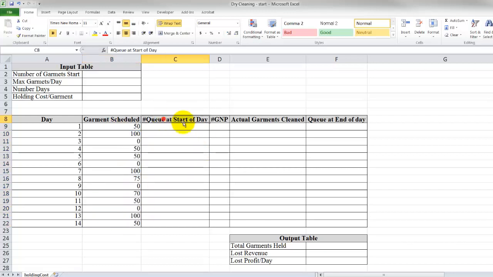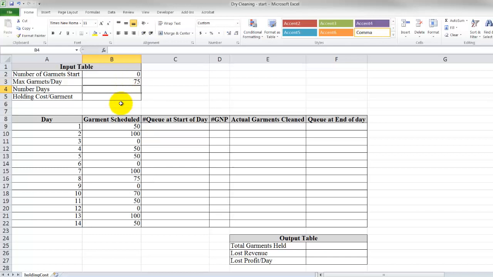So we have a cell here, the Q at the start of the day. We were told in the problem that the starting Q is actually set to 0, but we want to make this dynamic in fashion. So we're going to actually use this as an input. Number of garments to start, we will call 0. And while we're at it, let's go ahead and fill the rest of the information in. The max garments that can be processed per day was 75.